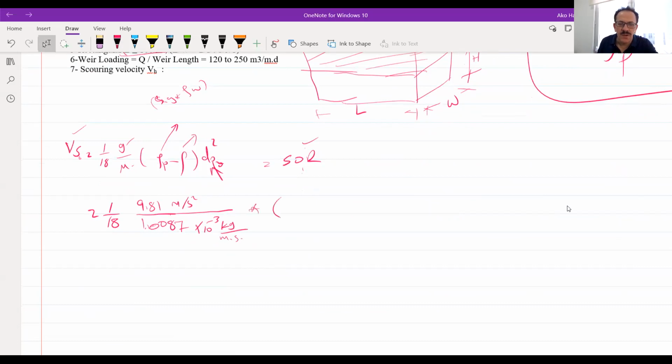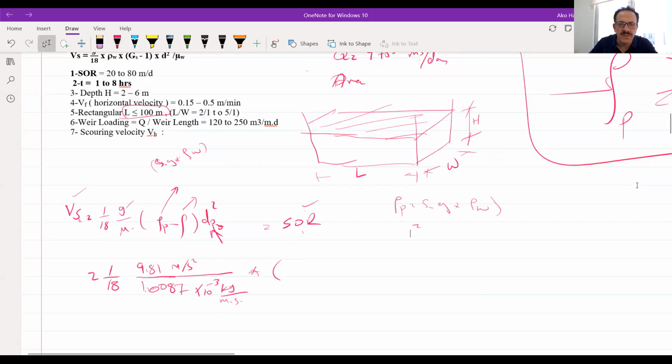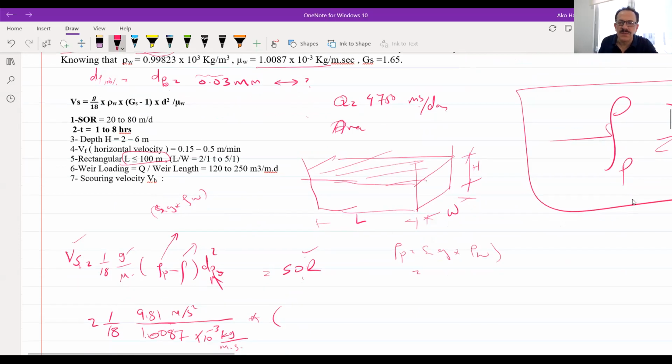And times, what is the rho particle? The rho particle is specific gravity times rho water, and the specific gravity of these particles is 1.65. By the way, 1.65 means it's sand. As you know, for sand we have 1.65, 1.66, and so on. So 1.65 is the specific gravity of the particle times rho water. What is the rho water? It's 1000 kilogram per meter cube, minus rho water, which is also 1000 kilogram per meter cube.